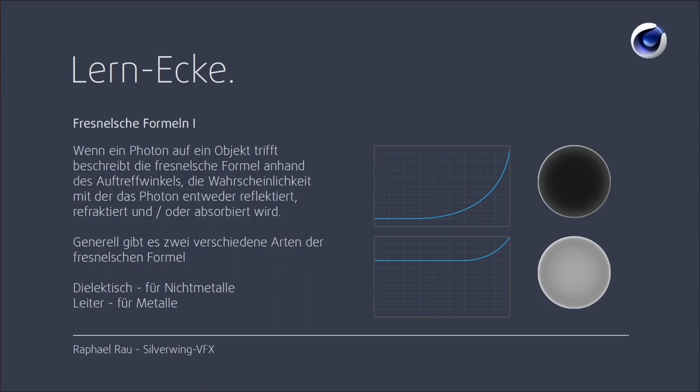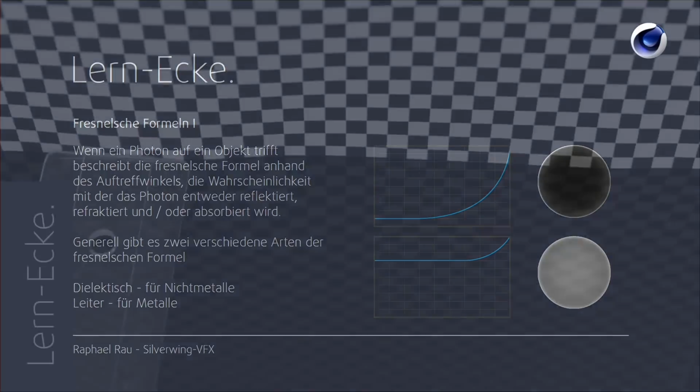With metal surfaces, unlike dielectric materials, rays can't be refracted and go inside of the material, so they have to be either absorbed or reflected. So for metals, reflection is normally higher.